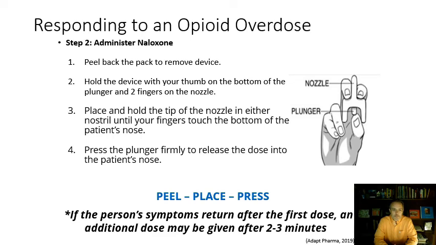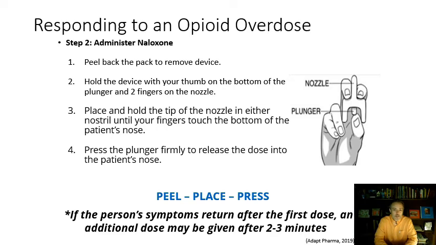Unlike other nasal sprays that are over the counter, like Afrin or anything like that, where you might have to pump it a few times to prime the bottle before any medication comes out, don't do that with this device. This comes already primed and ready to use. If you do try to prime it, you'll waste some, if not all, of the dose.